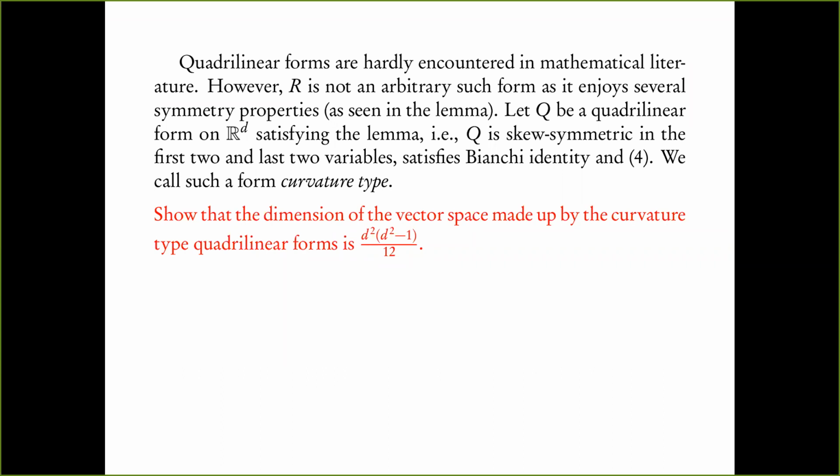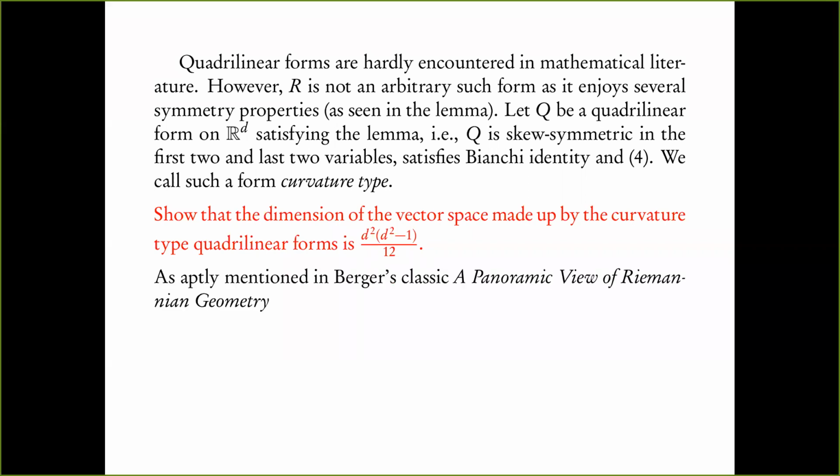So are there any questions or comments before I finish? Okay, so try this exercise. This exercise is taken from Marcel Berger's classic, A Panoramic View of Riemannian Geometry. And if whatever we have been discussing in the past 5 minutes were a bit scary for you, don't be afraid. Let me quote a very apt line from Berger.